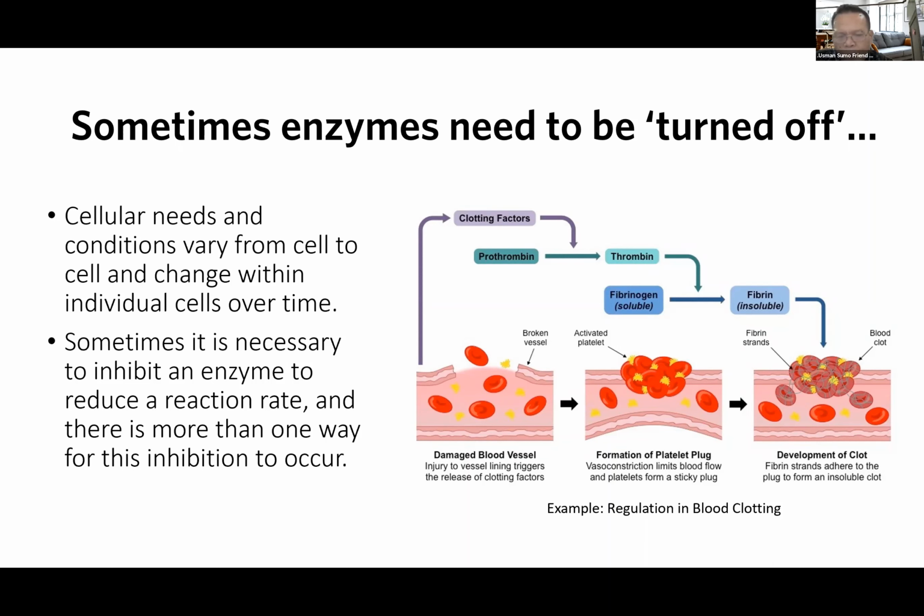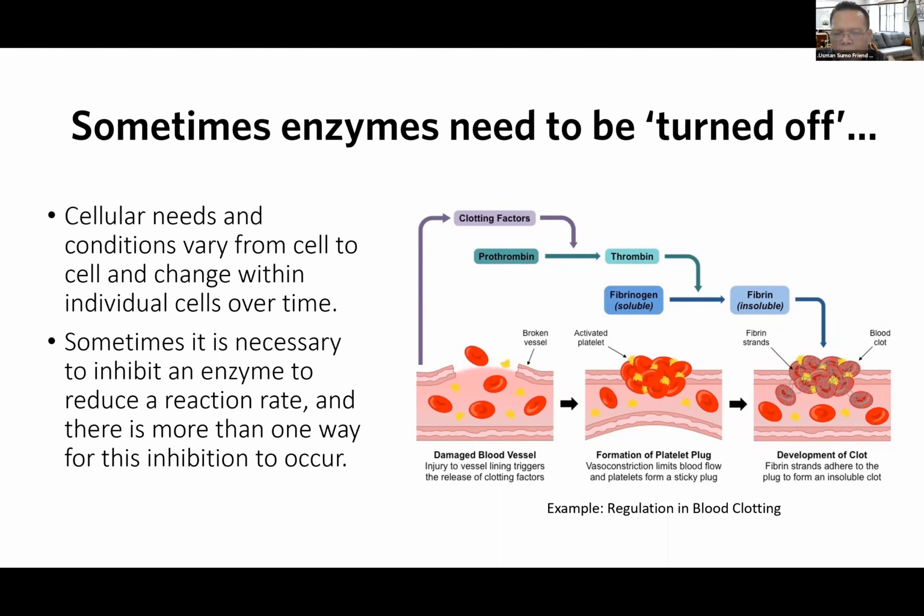We should discuss from the left side first, the image of the blood vessel. The injury of this blood vessel will release the clotting factor. Then the injury of this blood vessel will be repaired by platelet aggregation. In this case, we see the formation of a platelet plug. Then from this platelet plug will develop a clot.